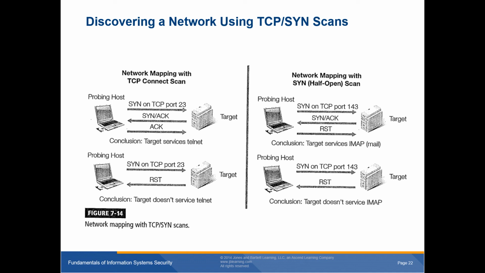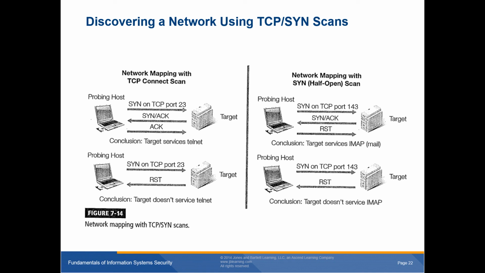If the probing host sends a SYN on TCP port 23 and a reset packet is sent back, the conclusion is the target doesn't service Telnet because they got a reset packet as opposed to a SYN-ACK and an ACK. Now that's actually information the bad guy can use. In the first case, he knows that they're running Telnet on that server. In the second case, he knows they're not. He doesn't know what they are running, but he knows it's not Telnet.